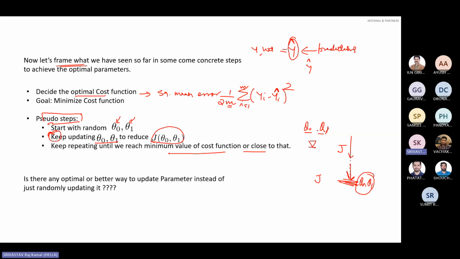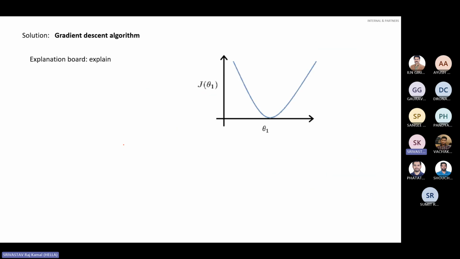How we decide that we have reached the minimum value, or close to the minimum value, of j, we're going to see. However, just remember this term is known as convergence. In terminology, we keep changing the values of theta 0, theta 1 until our algorithm converges, or we get the convergence. Right now, as I mentioned, just randomly updating is a huge time effort. So is there a good way to do this? That's what we're going to see and understand.